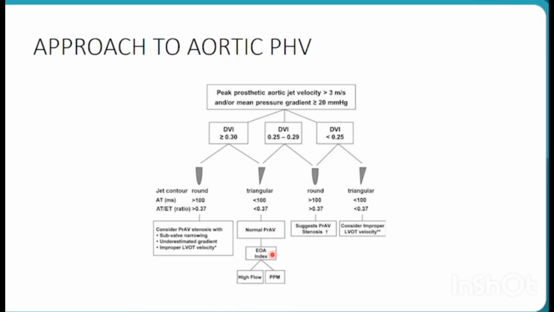Then we calculate the effective orifice area index, that is, whatever EOA is calculated using the continuity equation, we divide it by the body surface area of that individual. If the EOA index is coming less than 0.88, then we say that the patient has PPM, or it can be because of a high flow state, depending on the clinical scenario.